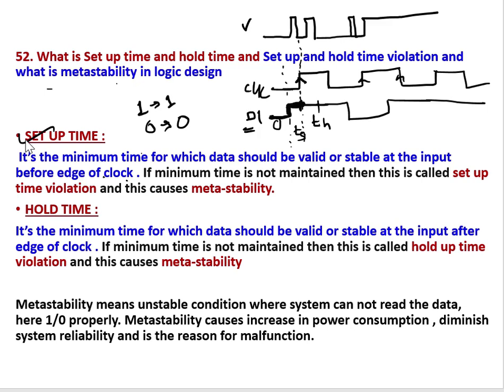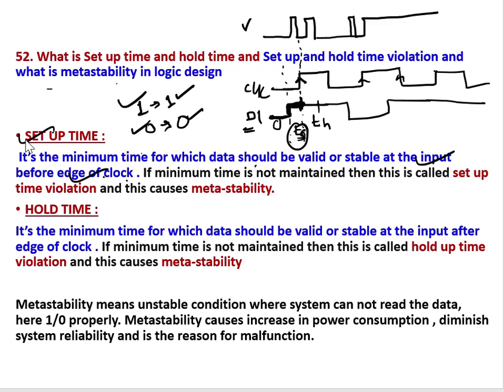So it is stable now. Here stable means valid, or stable means if it is 1 then it remains 1, if it is 0 then it remains 0. Okay, so here it remains 1 for some time. This time is called setup time. See here, it is the minimum time for which data should be valid or stable, means if it is 1 then it remains 1, if it is 0 then it remains 0 at the input before the edge of clock. This is called setup time.